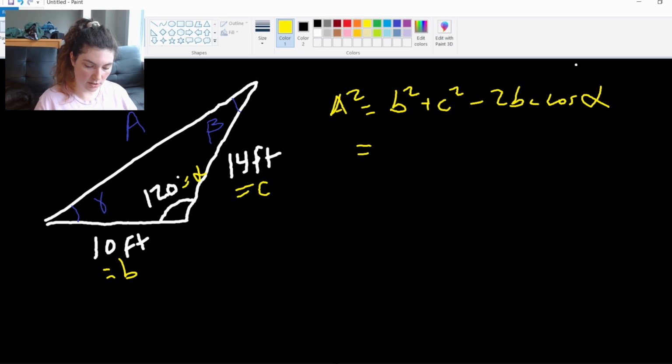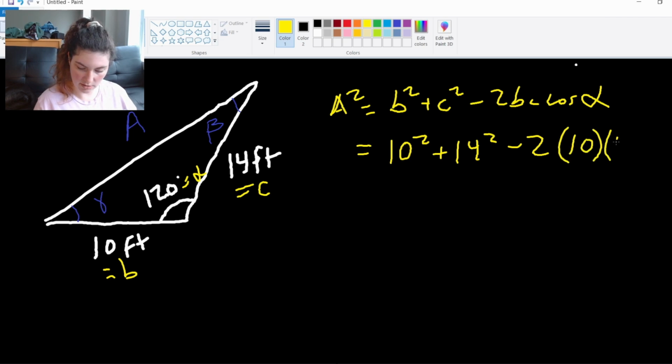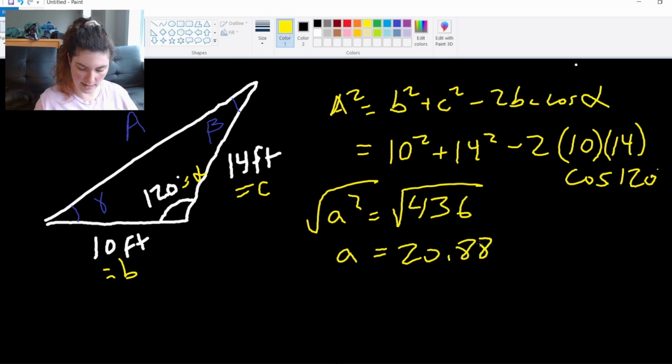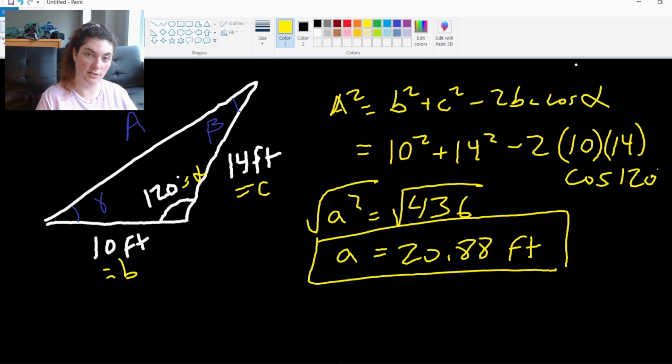If I plug those in, I'm going to get 10 squared plus 14 squared minus 2 times 10 times 14 times cosine of 120. Now we can plug all of that into a calculator, and that's going to spit out A squared equals 436. So we take the square root of each side, and we get that A equals 20.88 feet. Very important. Units are important. We see that all of the lengths of the sides of the triangle are in feet, so our answer A is going to be in feet.